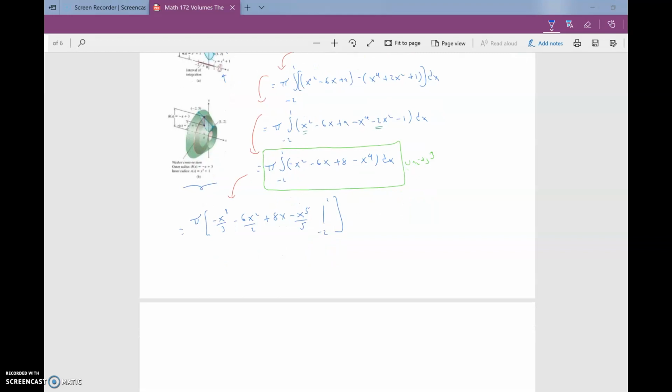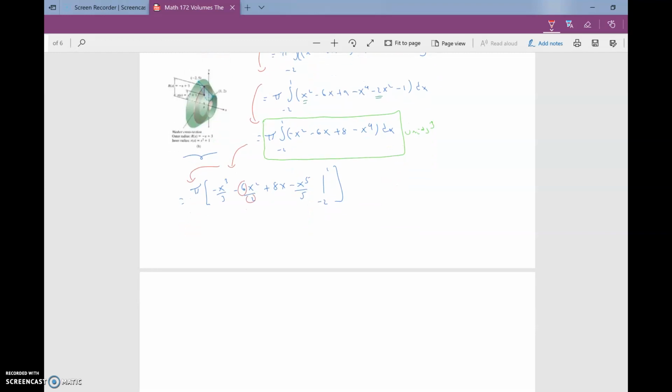So don't forget that you still have the actual pi on the outside. So let me actually reduce this one so that we don't have to carry that extra baggage before we evaluate the bounds. So this is still pi times negative x to the third over 3 minus 3x squared plus 8x minus x to the 5 divided by 5, evaluated from negative 2 to 1. And let me just double check that there's no errors. That's going to be a 3. This is an 8x, and I think we're good.